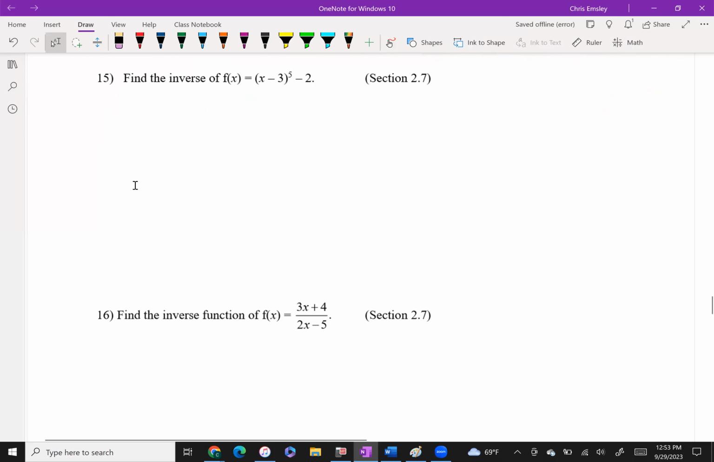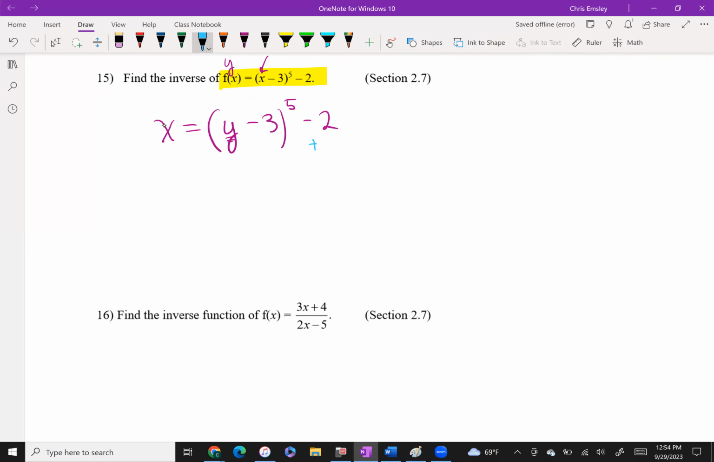Number 15, we move on to inverses. Find the inverse function, and they gave us a nice little f of x here. So remember, the basic idea when we're finding inverses is we want to swap our x values and our y values and then solve for that new y. So remember, f of x, that's a y value right there. That's the same thing as y. So we want to replace that with x. This x we want to replace with a y. So we just swap them. And we're going to solve for this new y right here.